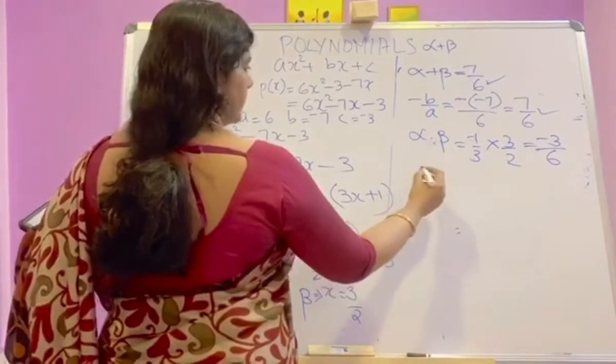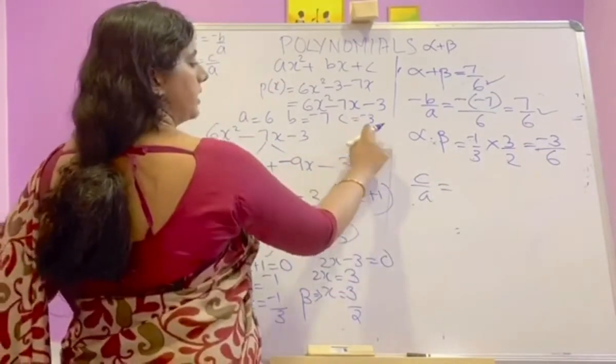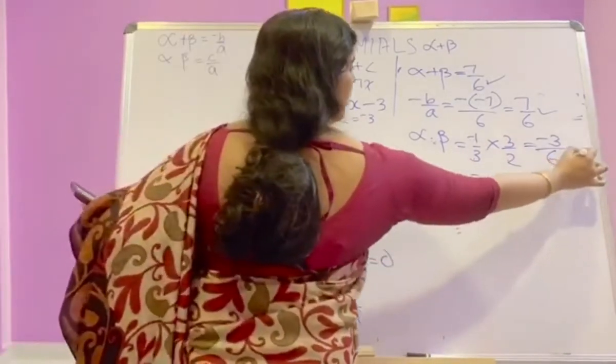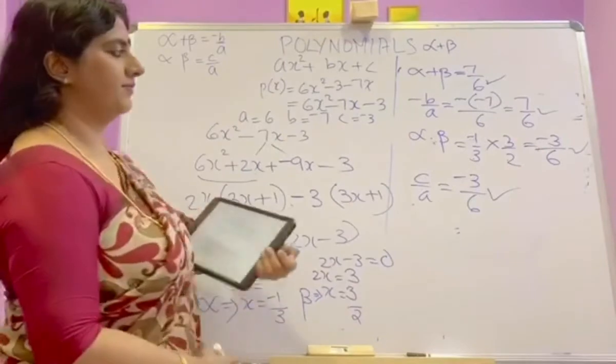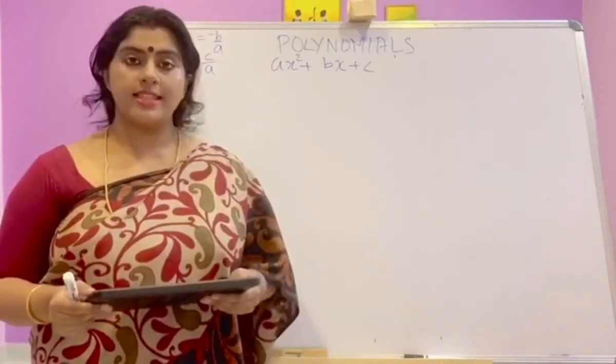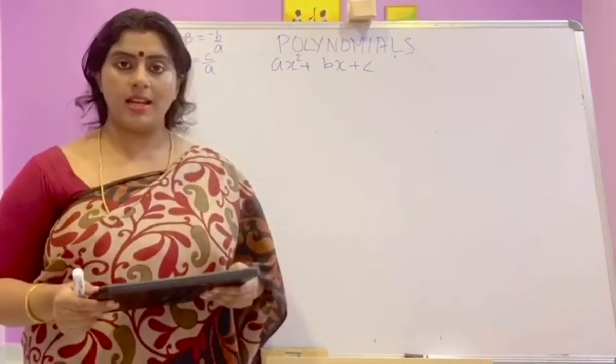Now what about c by a? c is here negative 3, a is 6. This is also verified. Now we can do another problem. Next is a polynomial having two terms, that is first term and second term.